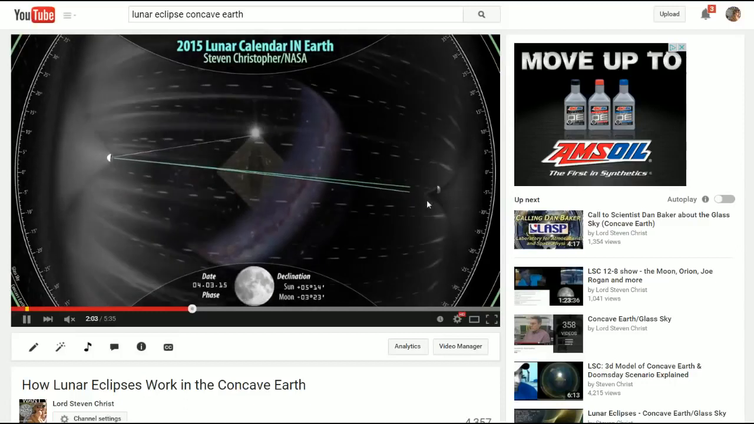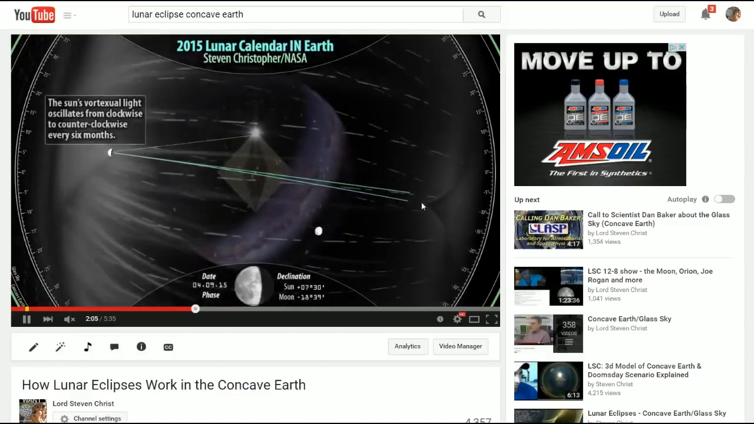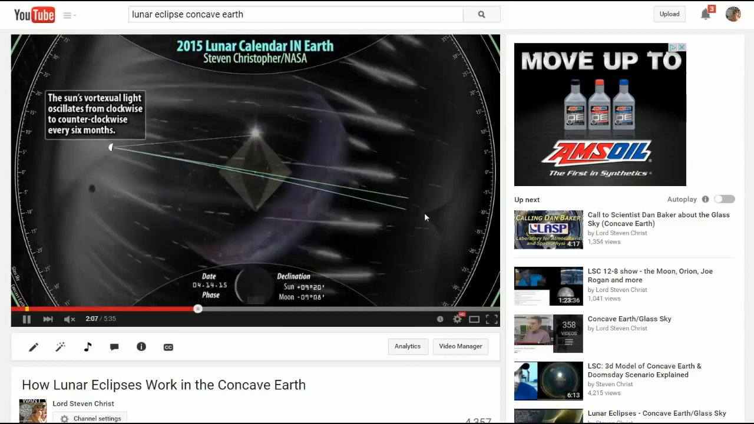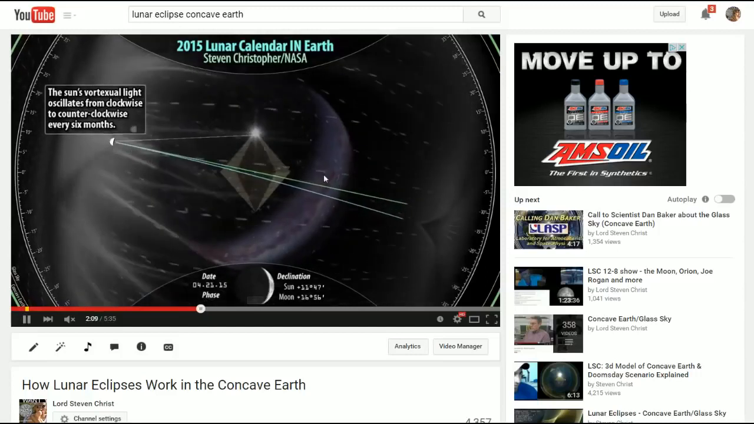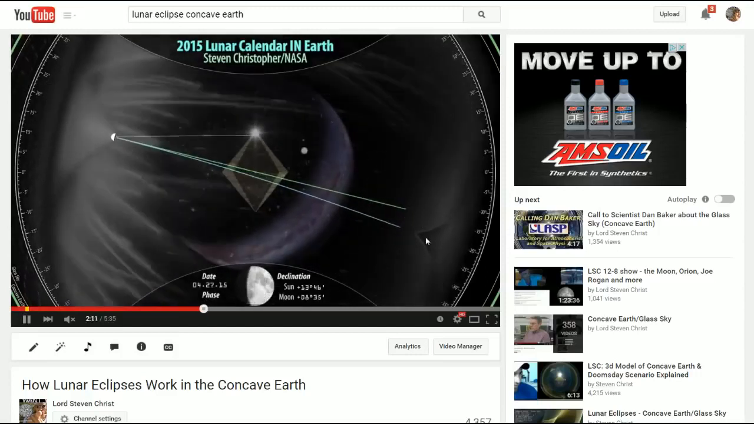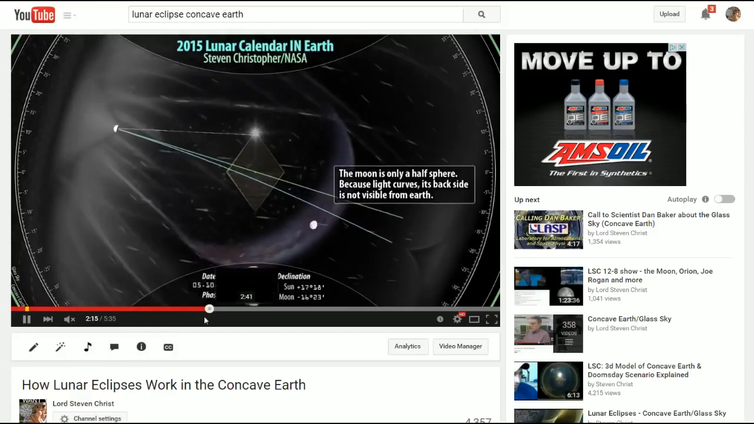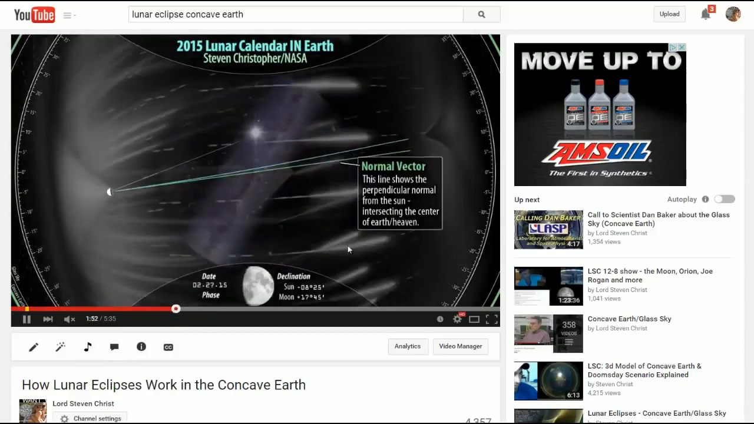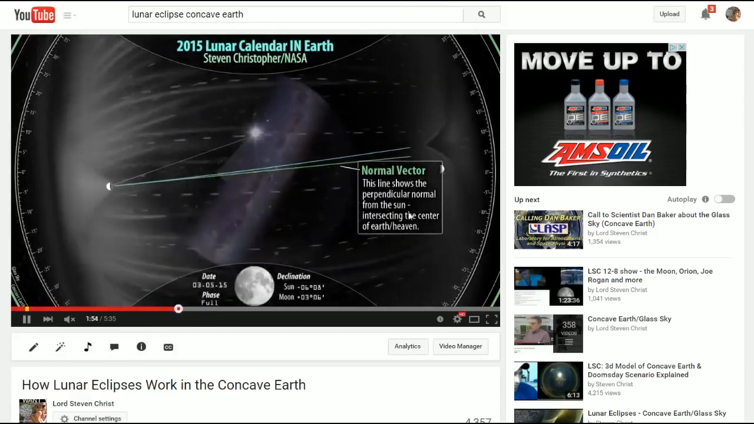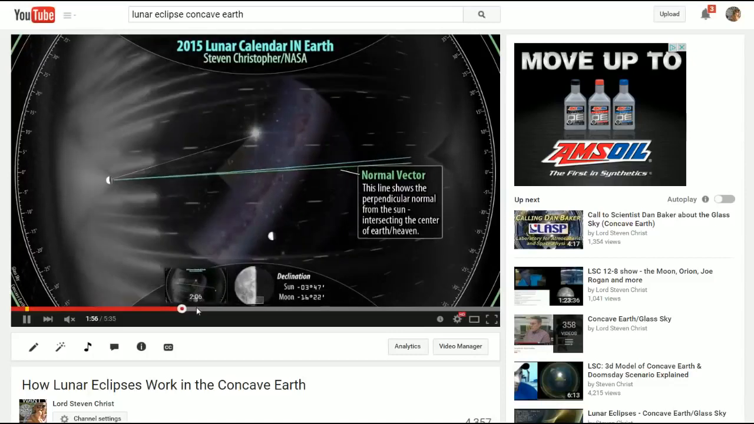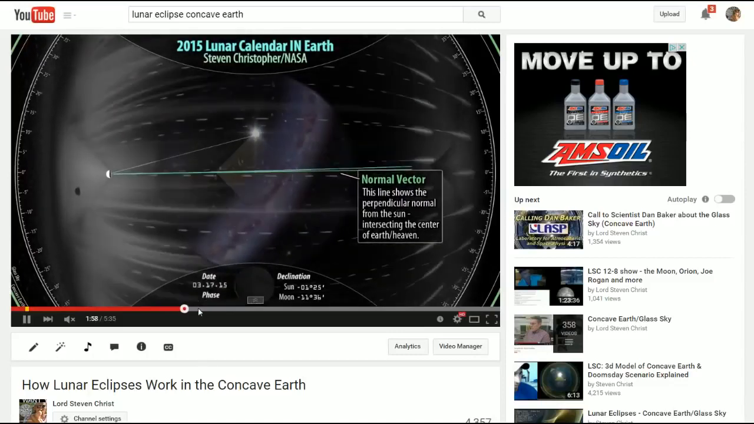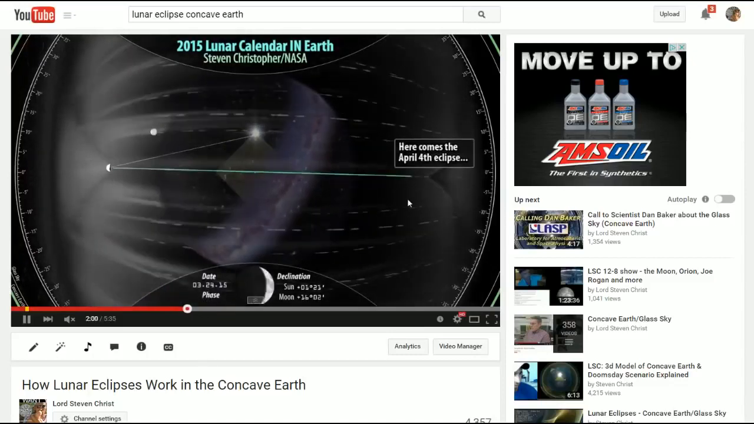I called it the darkness funnel. I didn't know it had a name, but it actually does. And so when the moon leaves the apple and sticks out in front of the Gegenschein, it's going to be darker. It's going to be eclipsed. We'll go to the April 4th eclipse here. It's coming up here.